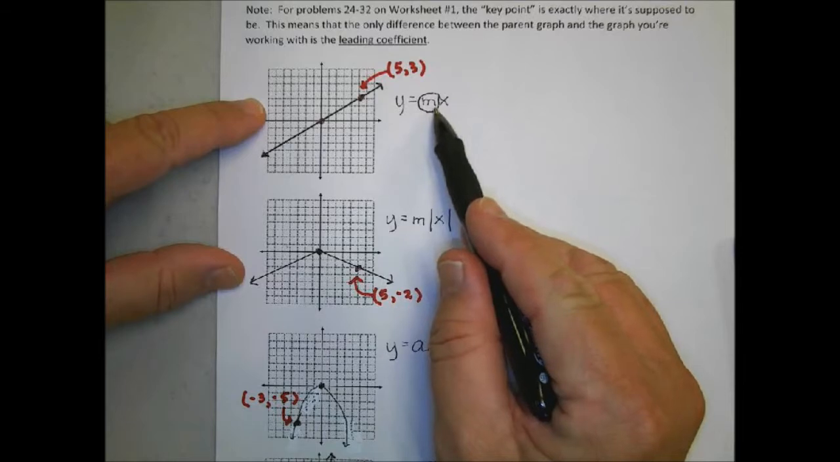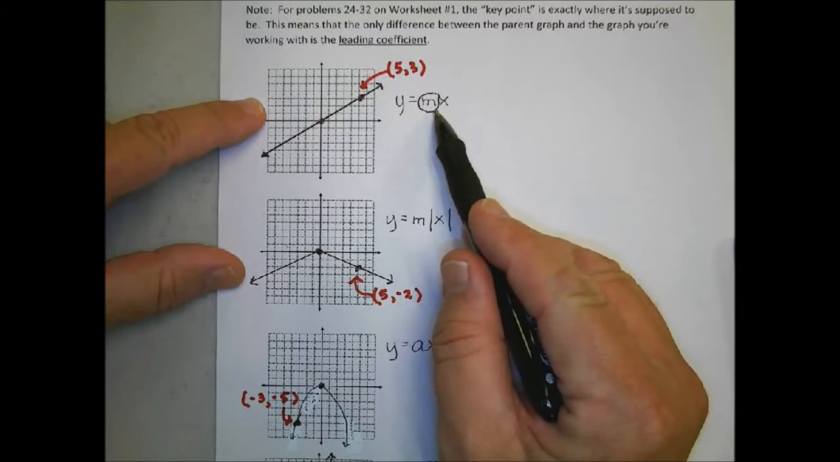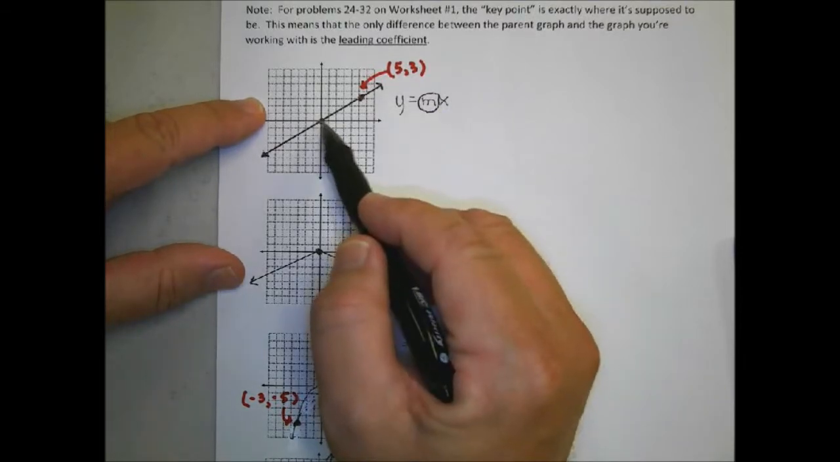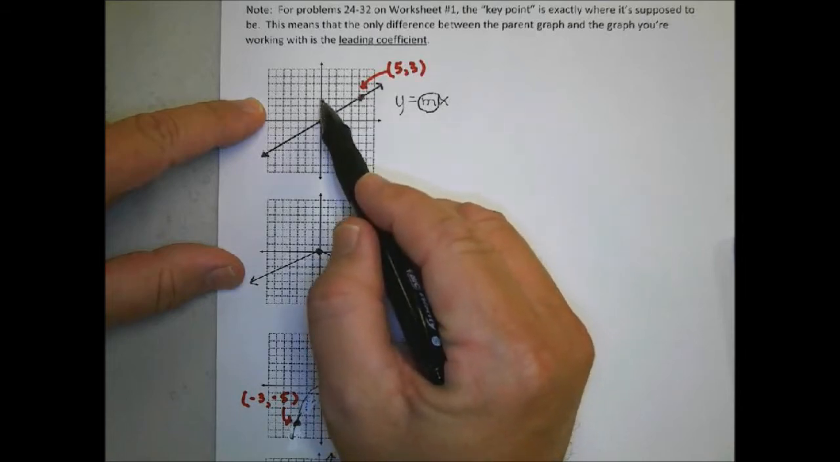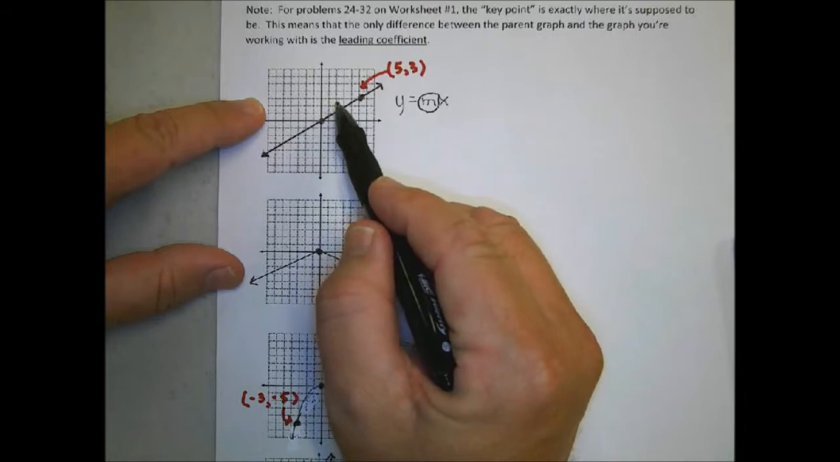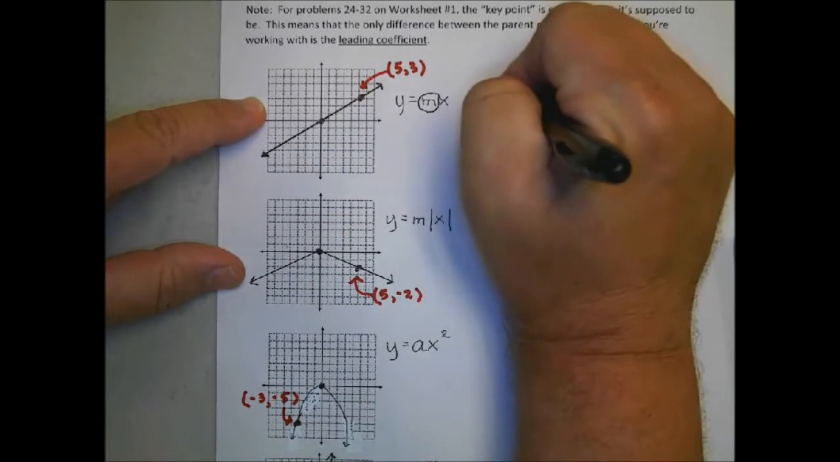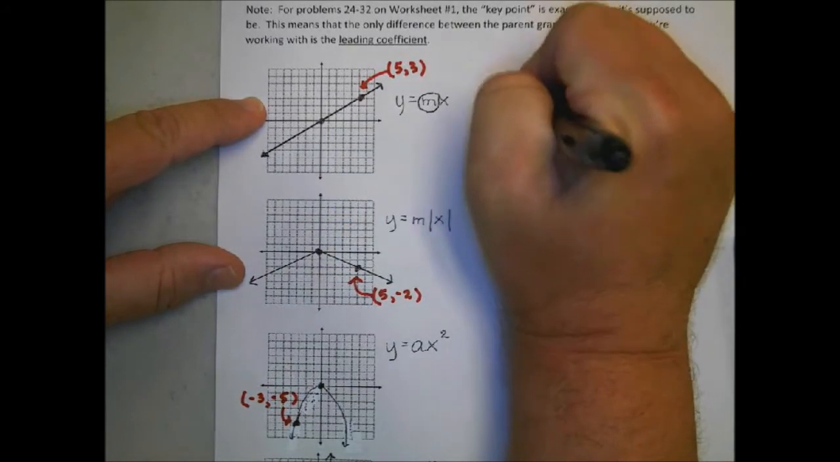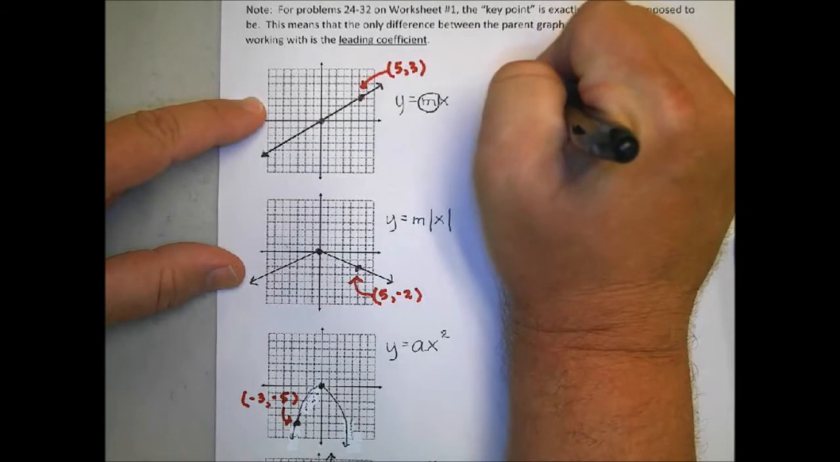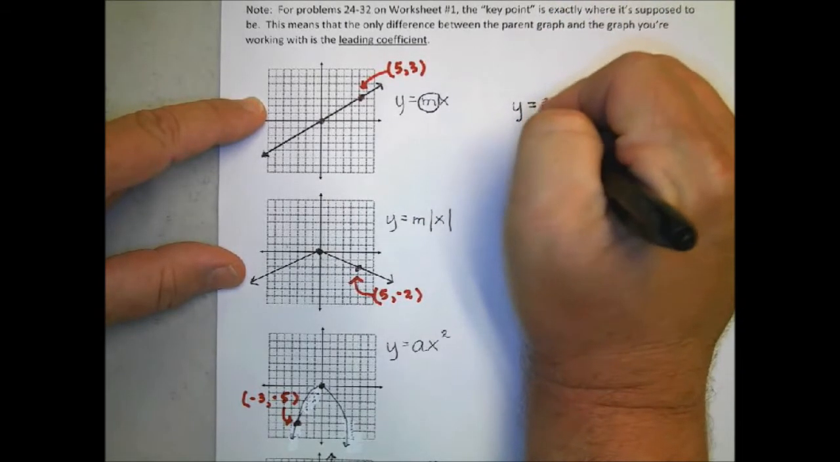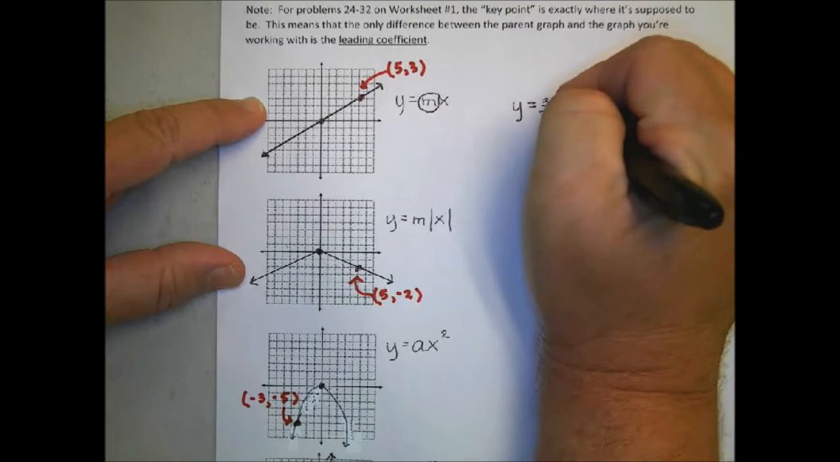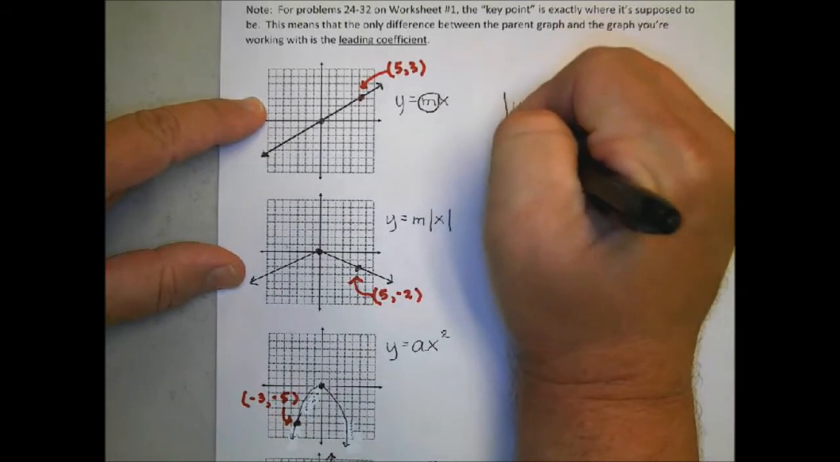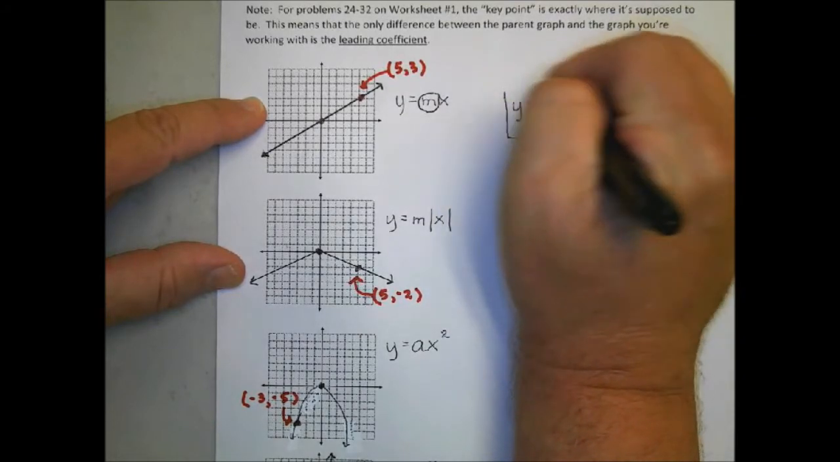Well, finding out this slope is really easy. Just remember, slope is rise over run. So what's it take to get from this point to that point? Up 1, 2, 3 over 5, 1, 2, 3, 4, 5. So the new equation is y equals 3/5 x. There you go. That's the equation of that graph.